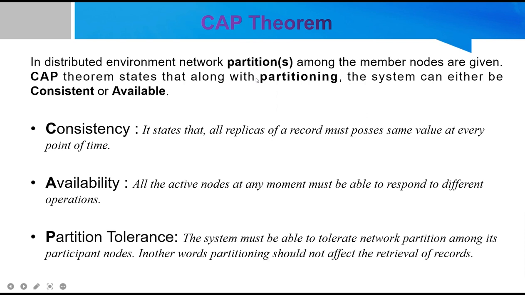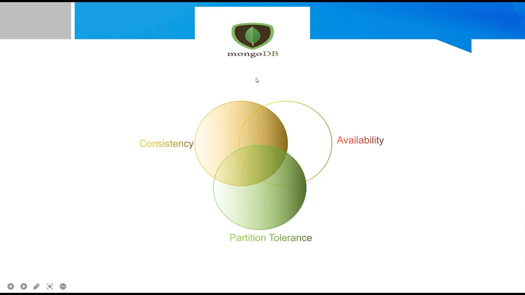The major part of the CAP theorem is that it states that whenever your system has availability and partition tolerance, then there is a higher chance that it is not going to follow consistency strictly. Similarly, if your system follows partition tolerance and consistency, then it is not going to follow availability completely. So here we can see an example of MongoDB.